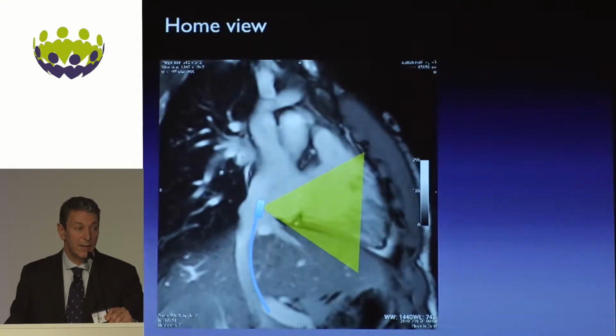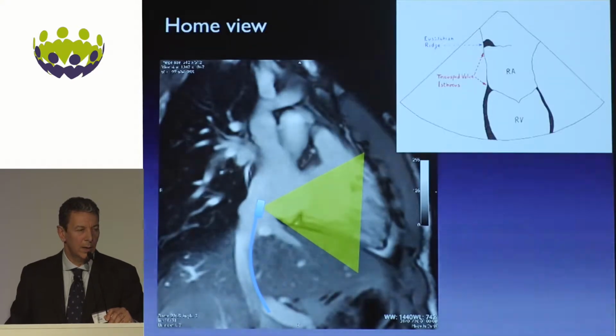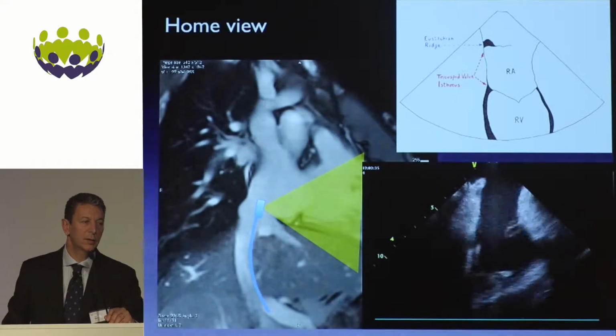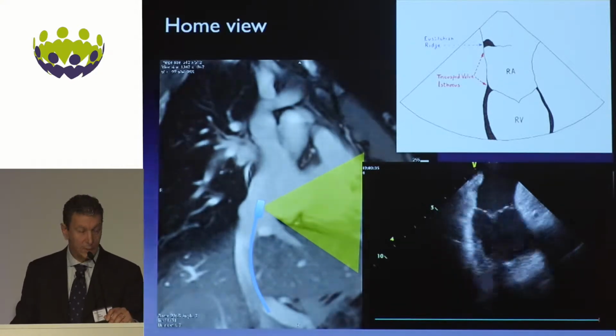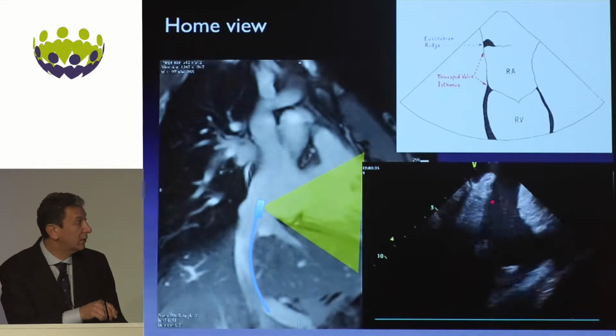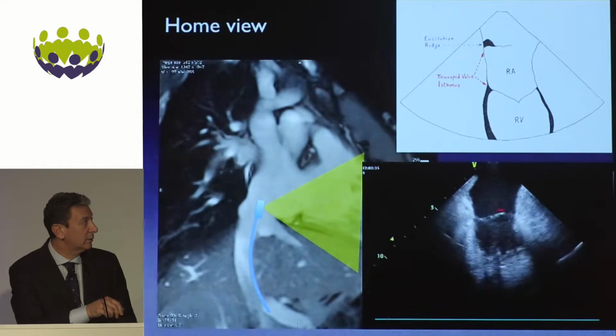When we are at this level, we have to rotate the probe in order to have the tricuspid valve in front of us. And this is the ICE view in this position. You can recognize the right atrium, the atrioventricular valve, and the right ventricle.